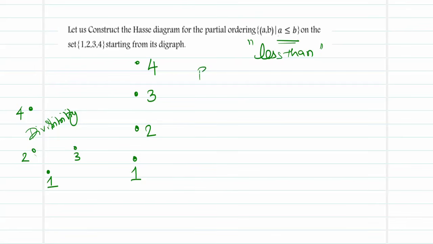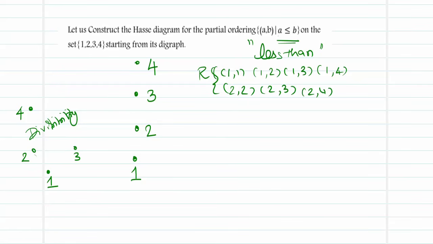Now what is the relation? 1 comma 1, because 1 is less than or equal to 1, 1 is less than 2, 1 is less than 3 and 1 is less than 4. Next, 2 is not less than 1 but 2 is less than or equal to 2, 2 is less than 3 and 2 is less than 4. Next, 3 is less than or equal to 3 and 3 is less than or equal to 4. And 4 is less than or equal to 4. Equality is here, so we include the pairs (1,1), (2,2), (3,3), (4,4) also.